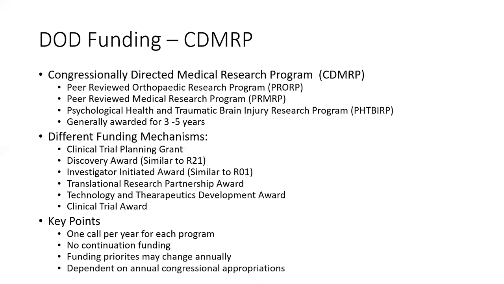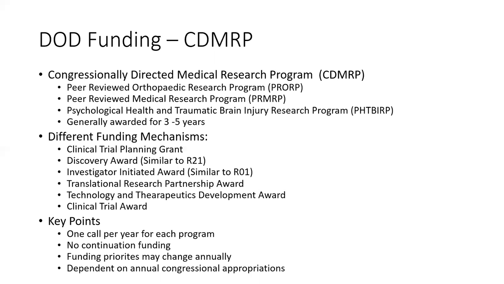There's also the Investigator-Initiated Award, which is similar to the R01. Again, this is usually a mechanism that an investigator will apply to. It has to address one of the funding priorities that's highlighted in the program announcement. But if you are aligned with one of those, you can submit for that, which carries, again, between $750 thousand to $1 million over about a 3-year funding period.